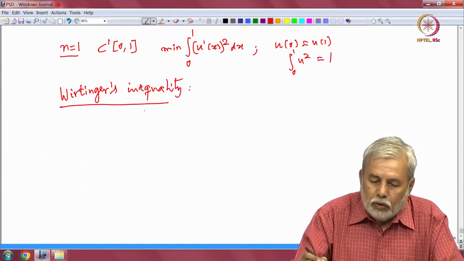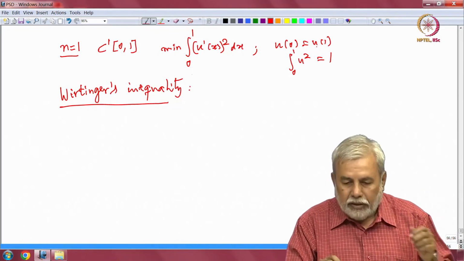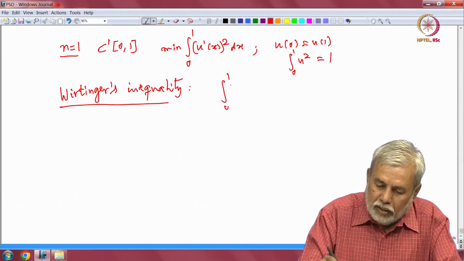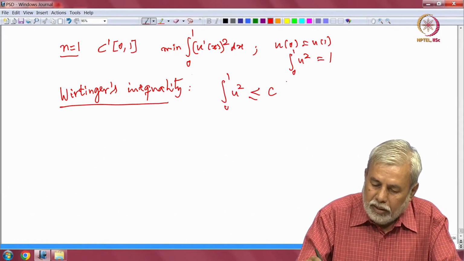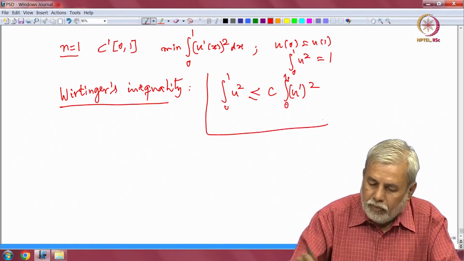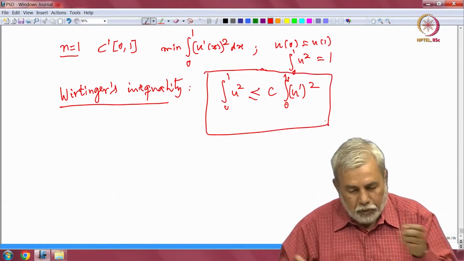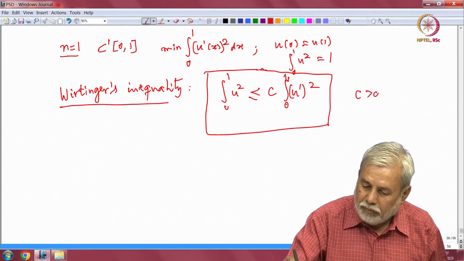Okay. So if u is a C1 function and vanishing on 0 1, then it says this integral 0 to 1 u square is less than or equal to some constant times the integral 0 to 1 u prime square. In higher dimensions, this is called Poincare inequality, which we are going to derive, but this is so far some constant C positive.